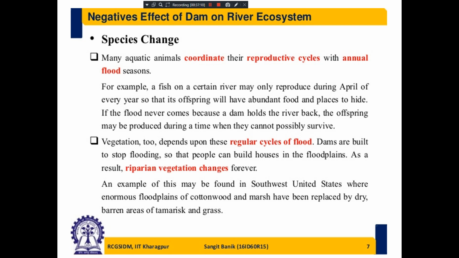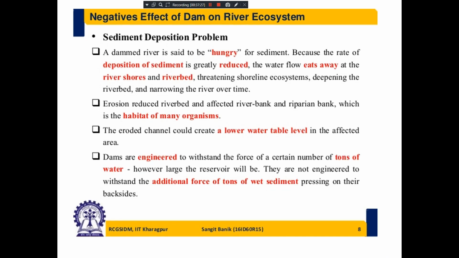of cottonwood marshes. Earlier there were marshes, and they have been replaced by dry, barren areas where you will see only one particular plant, tamarisk, and grass is grown nowadays. So these are the negative species.